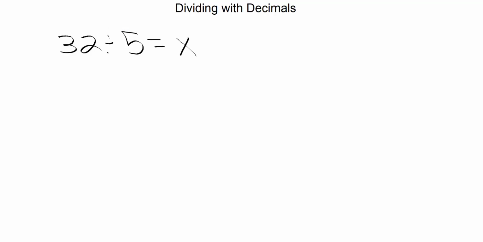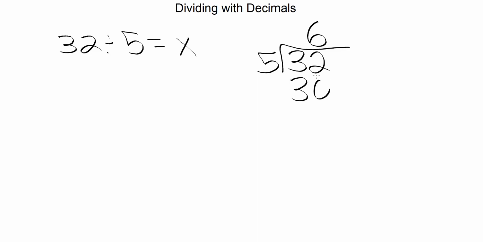So 32 divided by 5. Sometimes we want to answer that in decimal form. So we're going to actually figure out how to do that. So we're going to go 32, we're going to divide by 5. So we start the same way. How many 5's go into 32? So there would be 6. So that's 30. We subtract, we end up with 2.